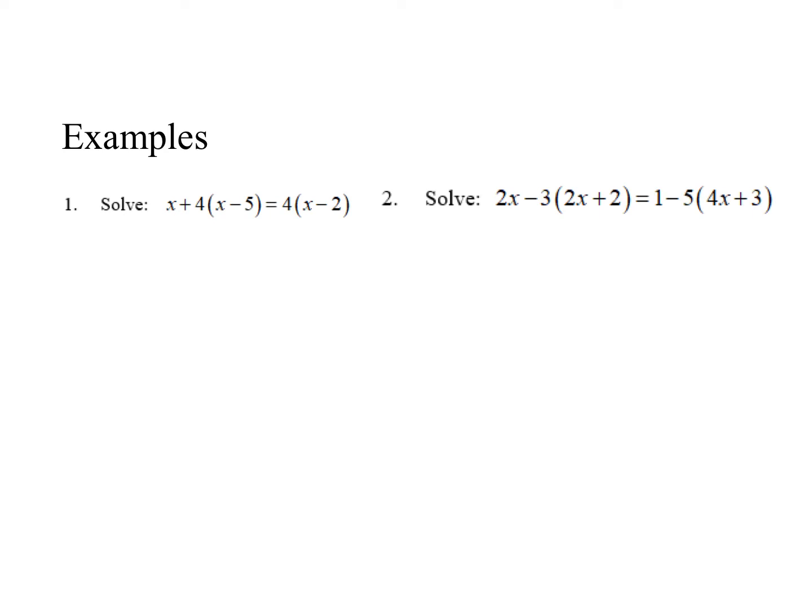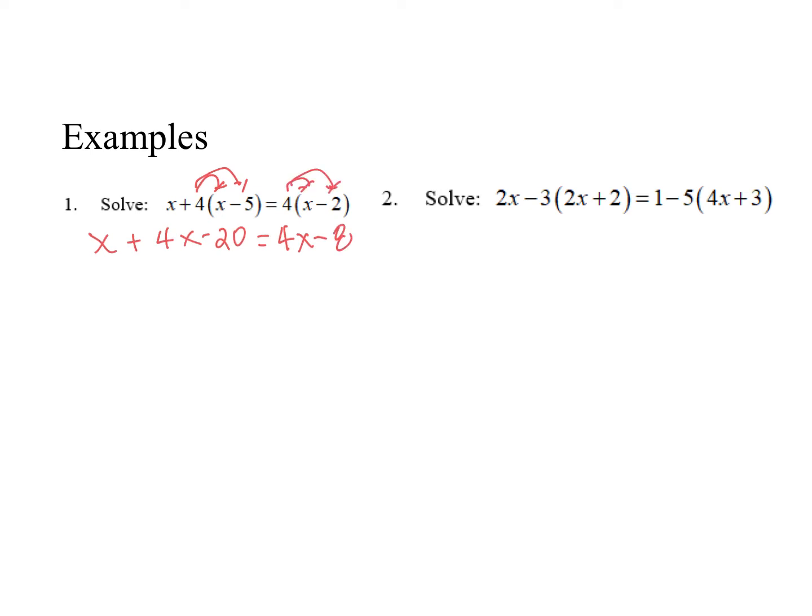In this first example, the first step is to combine like terms, use the distributive property, whatever it takes to get a variable term and a constant term on the left, variable and constant on the right. So in this first example, it looks like this. We're going to distribute this 4, and so that's going to give me x plus 4x minus 20 equals 4x minus 8, because I'm also going to distribute over here.